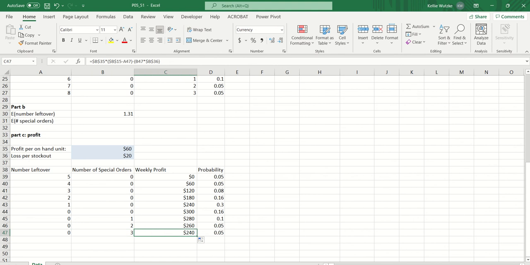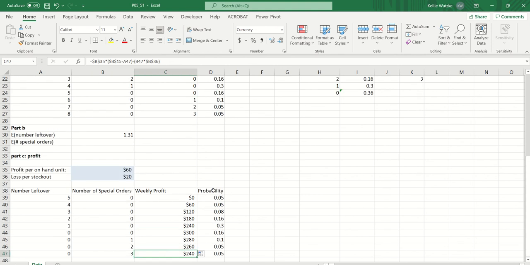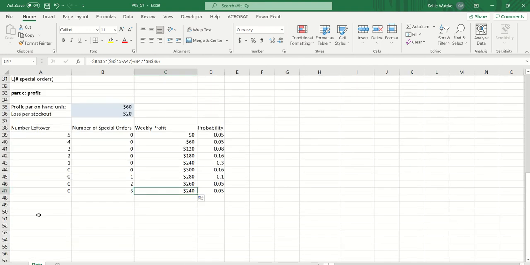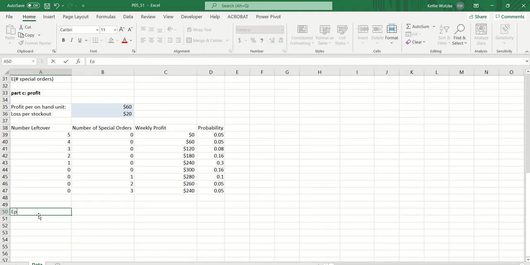And now I have my probability distribution Z. And then to find the expected value of Z, we're going to use the sum product again. And I will leave that up to you to calculate out the average profit.